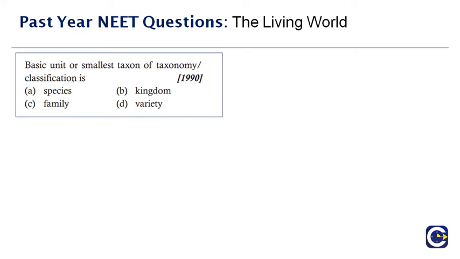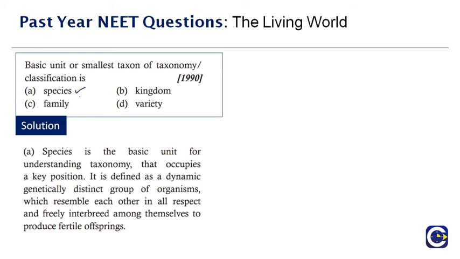Here, the next question was asked in the year 1990: the basic unit or smallest taxon of taxonomy in classification. Yes, we all know the answer to this question. Any classification will start from the very basic part. So the lowest unit of classification, or the basic unit of classification, you will call it species, right? So the correct answer to this question is option A, species.